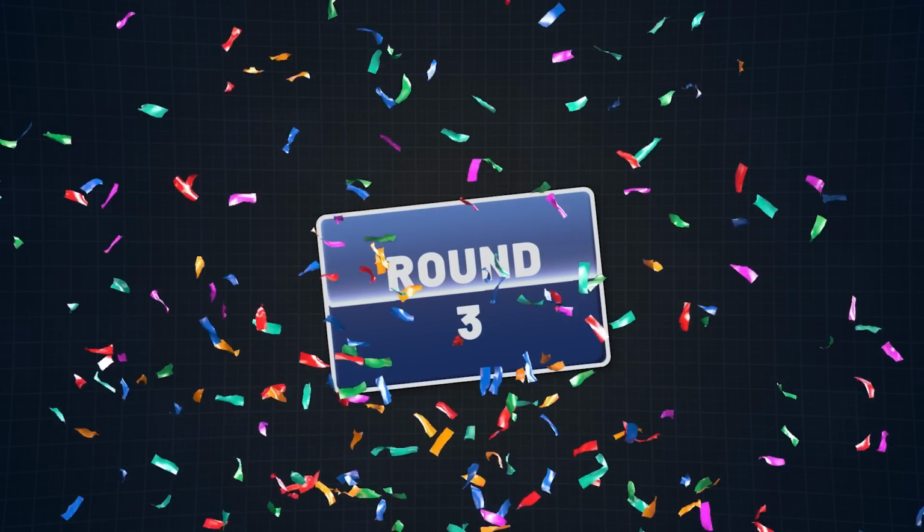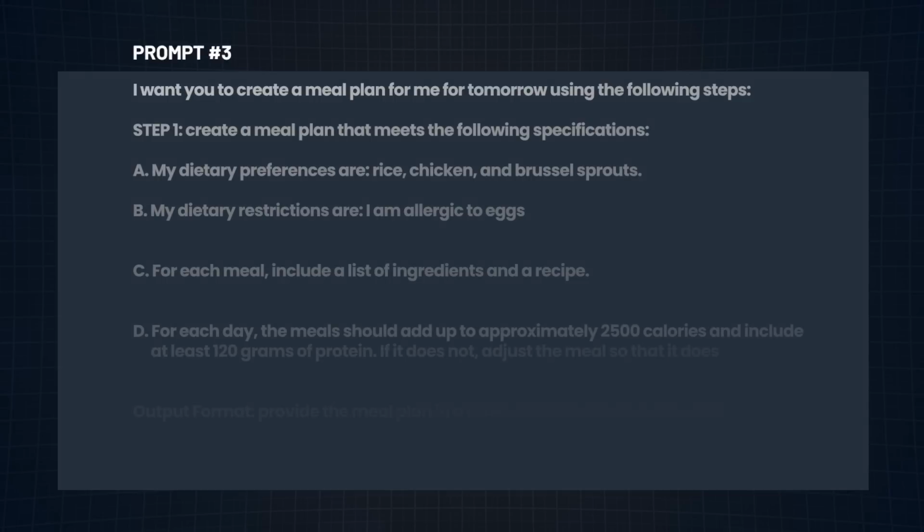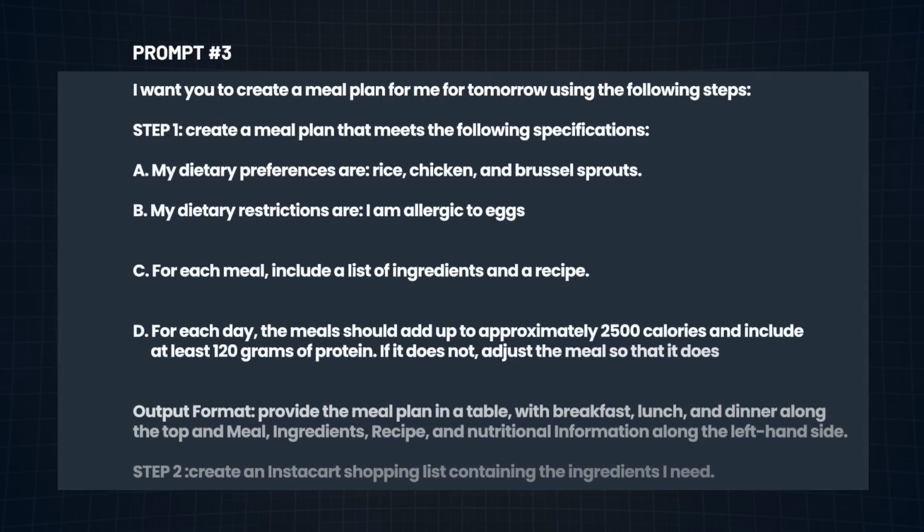Now let's move on to round 3, which is an advanced prompt. This prompt looks something like this. As you can see, things have definitely leveled up. Everything we had in round 2 is just step 1 of our new prompt. Besides that, we are looking for our chatbots to create a table and organize it accordingly, and also create an Instacart shopping list containing the ingredients needed.